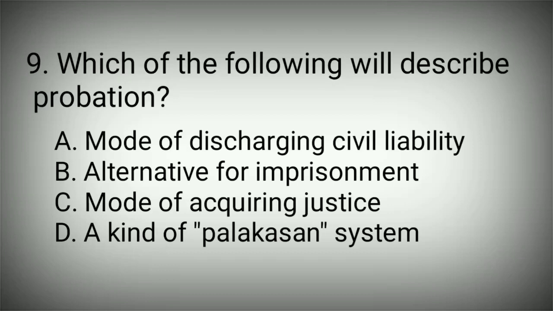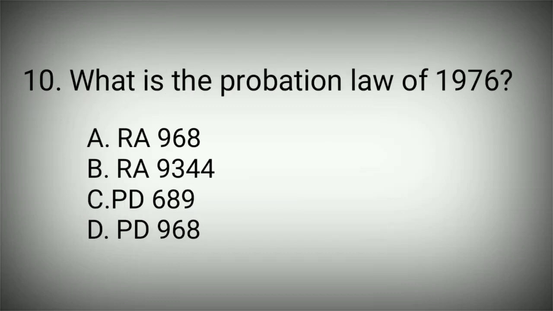Question number 9. Which of the following will describe probation? A. Mode of discharging civil liability. B. Alternative for imprisonment. C. Mode of acquiring justice. Or D. A kind of palakasan system. Question number 10. What is the Probation Law of 1976? A. RA 968. B. RA 9344. C. PD 689. D. PD 968.